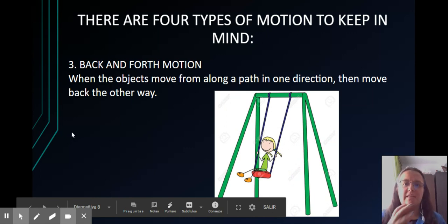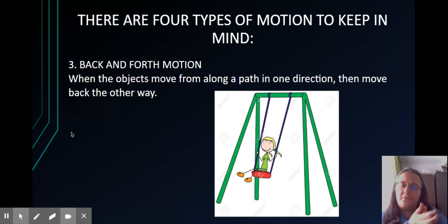The third type of motion is the back and forth, like this, back and forth, back and forth. That is when the objects move along a path in one direction and then move back the other way, like the swings that you spend a lot of time on when you are in the park.